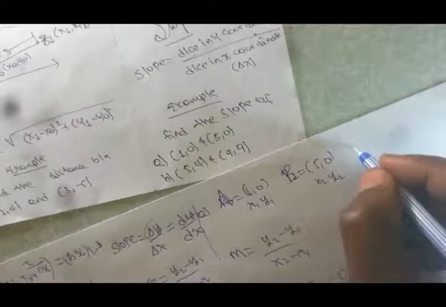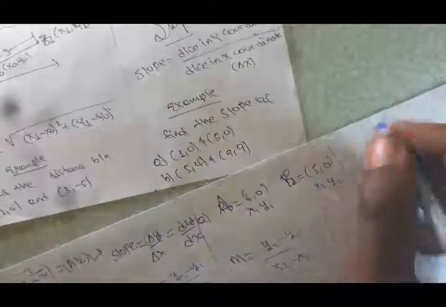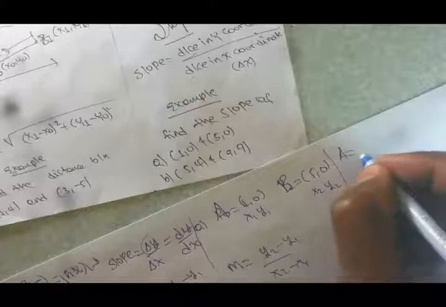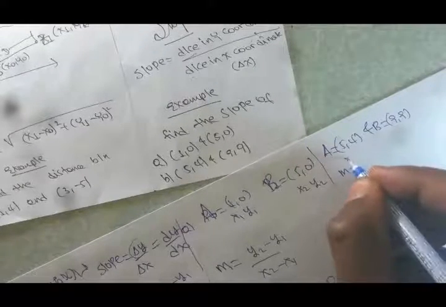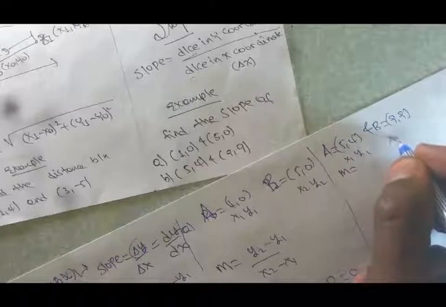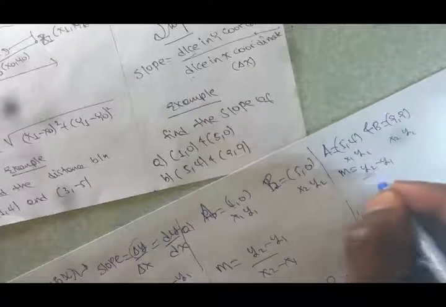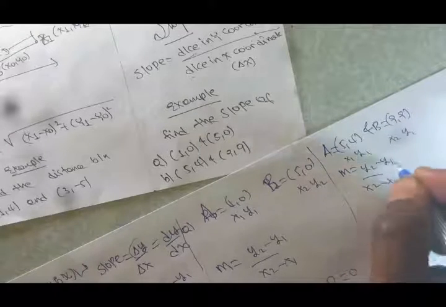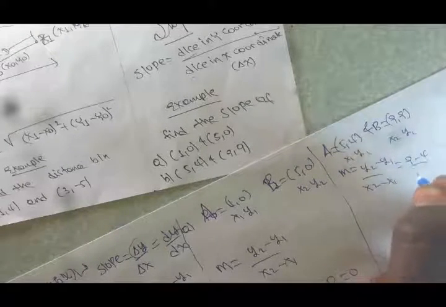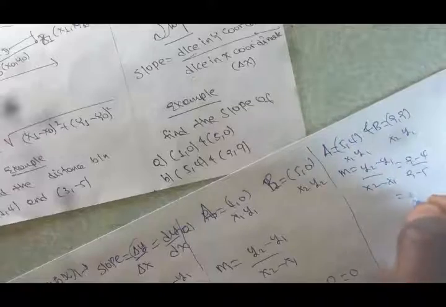Therefore m is 0. And example B is asking us to find the slope, given point A (5, 4) and point B (9, 9). We know this is x1, y1, x2, y2. M is given by y2 minus y1 over x2 minus x1. Therefore 9 minus 4 over 9 minus 5. Therefore 5 over 4 is the slope.